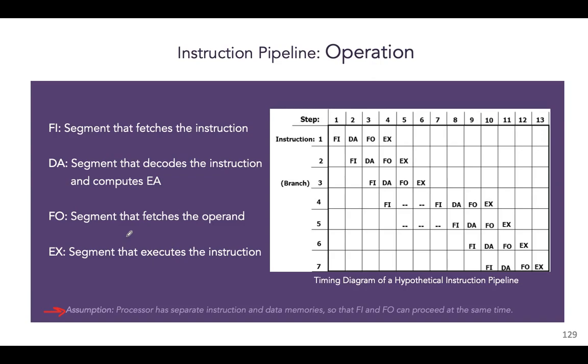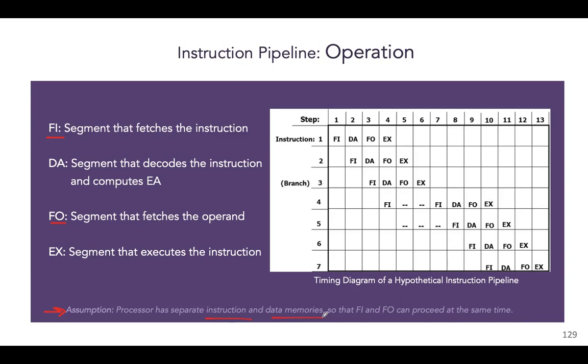So when an instruction is being fetched, FO has to wait, and when an operand is being fetched, FI has to wait because they both can't access the memory at the same time. But because the whole point of having an instruction pipeline is to speed things up, so that one segment doesn't have to wait for the other segment, what we do is we have separate instruction and data memories. And that's a facility that can be set up within a computer system.